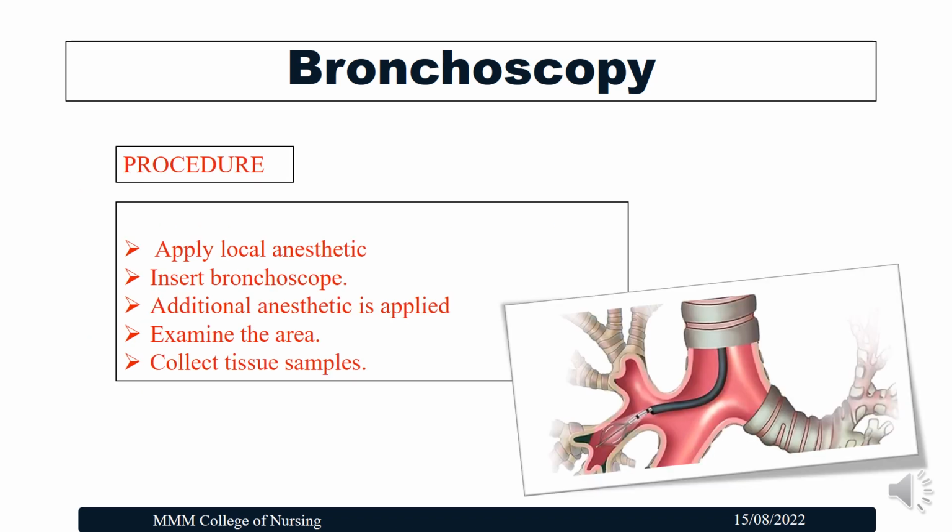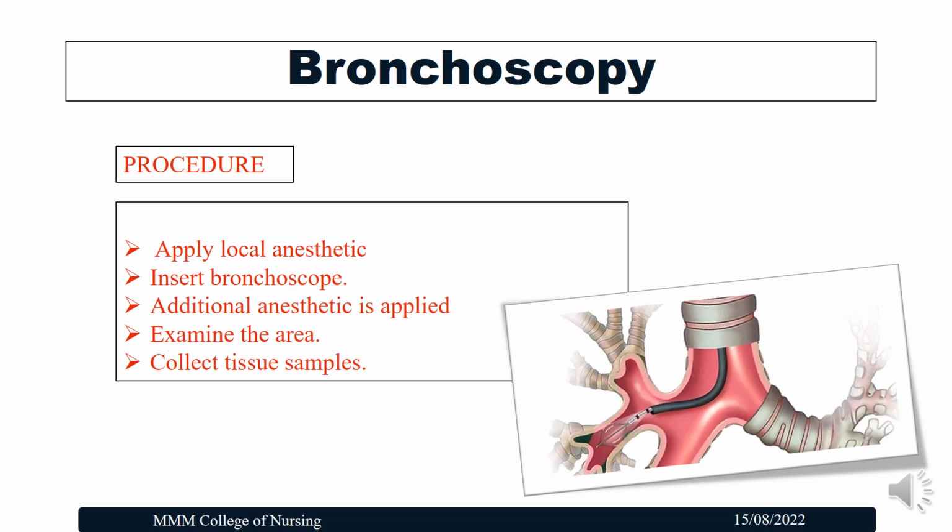During the procedure, the bronchoscopy, first the patient will be prepared. Once the patient is on the table, spray the local anesthetic onto the throat so the patient will have a numbing feeling. So while inserting the bronchoscope, the patient will not have any discomfort. Then we insert the bronchoscope. If the patient finds it difficult or has any discomfort or pain, then additional anesthetic can be applied.